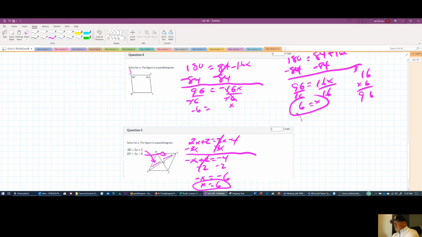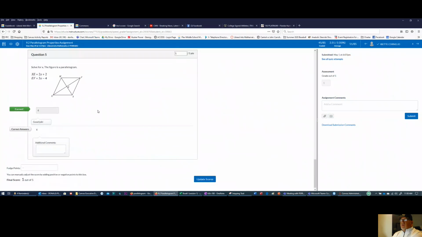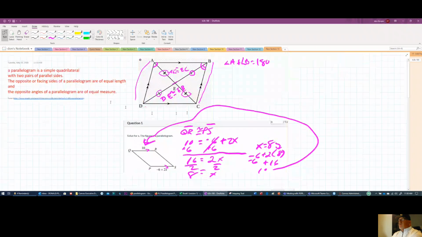All right, and I'll just double check my math. If I plug the 6 back in, I say 2 times 6 plus 2. That's 12 plus 2 is 14. And the other side is going to be 3 times 6 minus 4. 3 times 6 is 18, minus 4 is 14. They are equal, and that's what we want. So x equals 6. Come back over here. X is equal to 6. Good job. So that's number 5. We are all done.